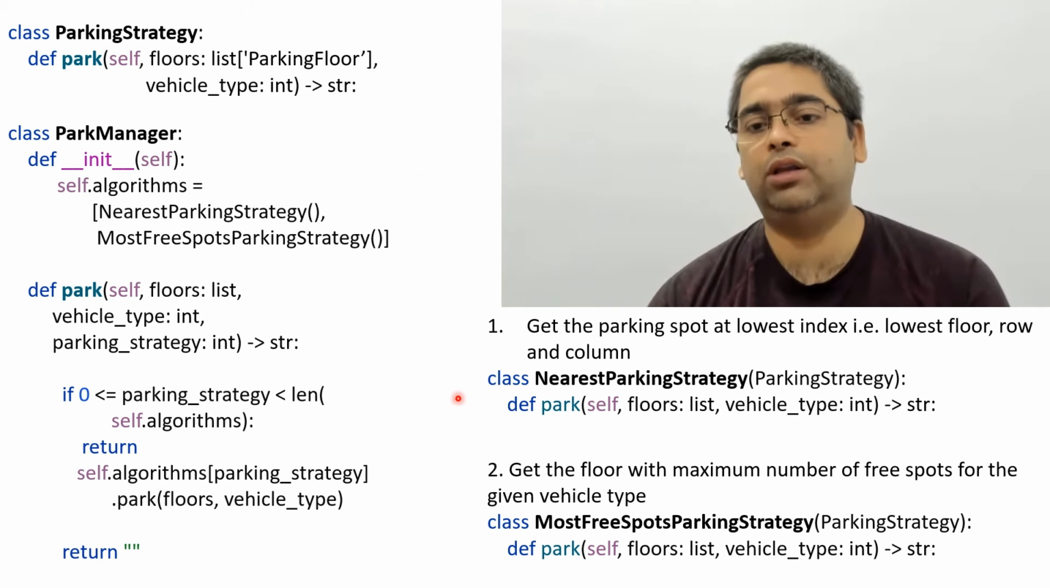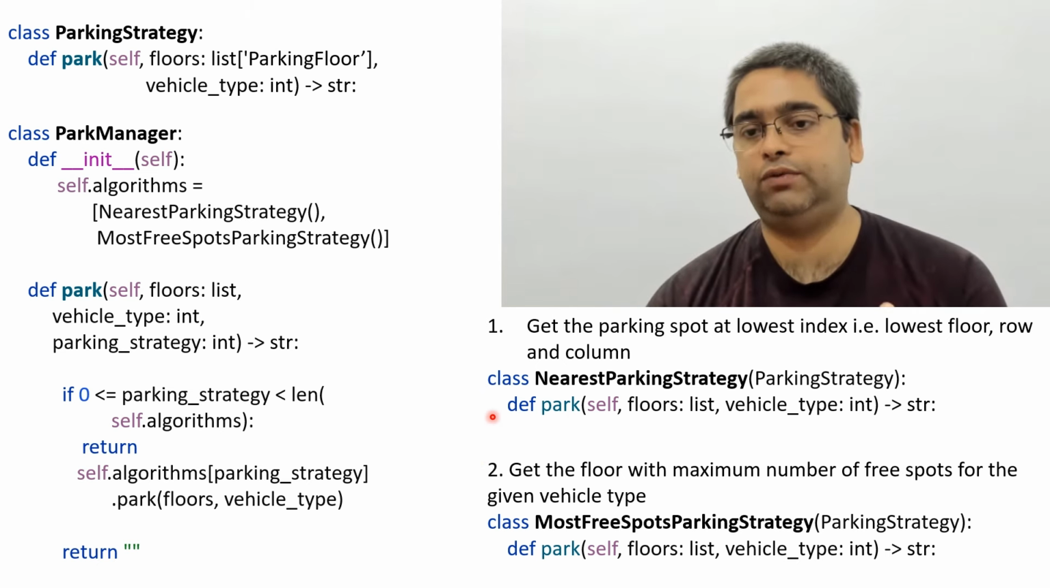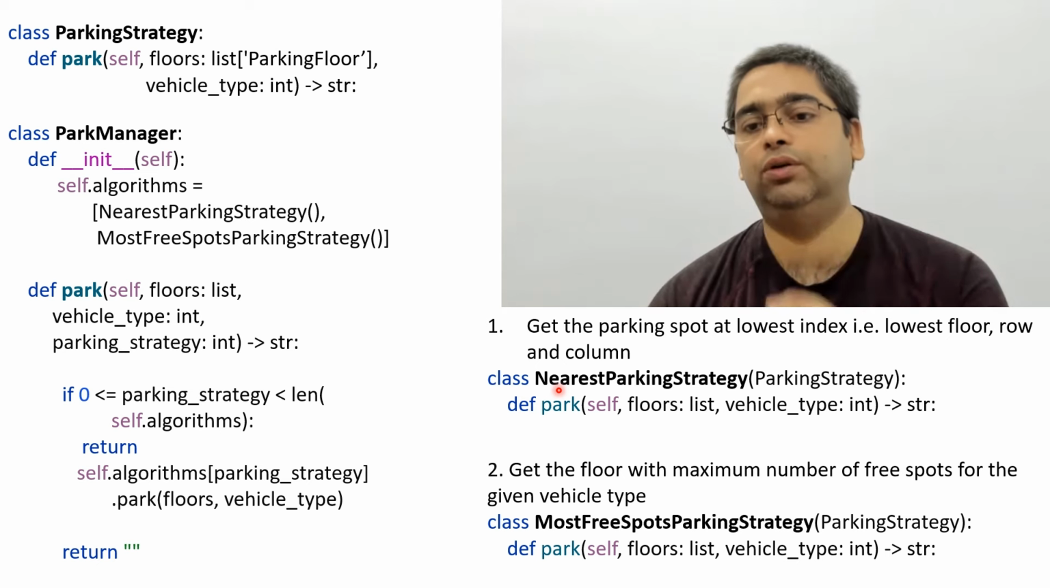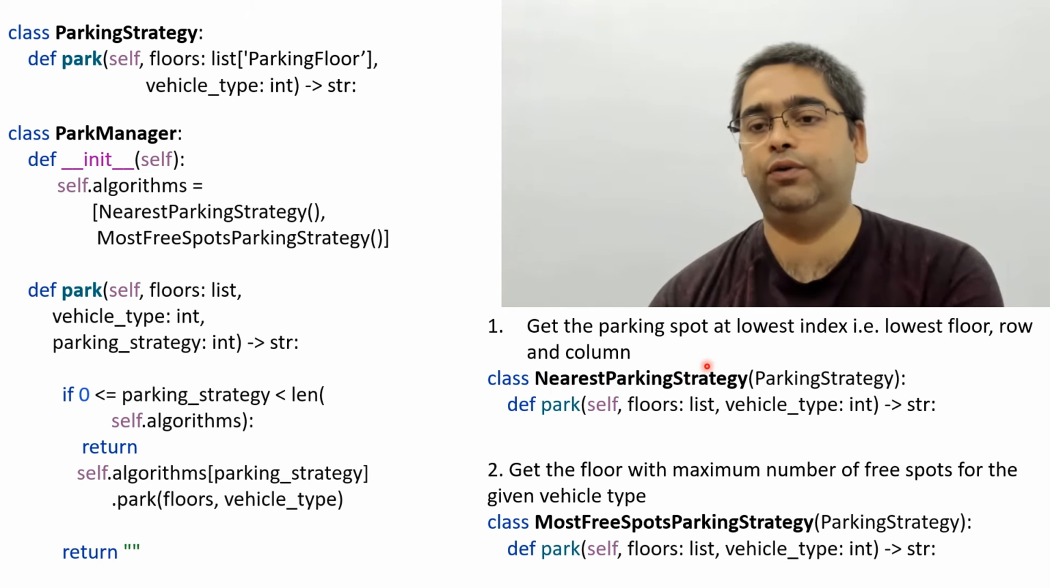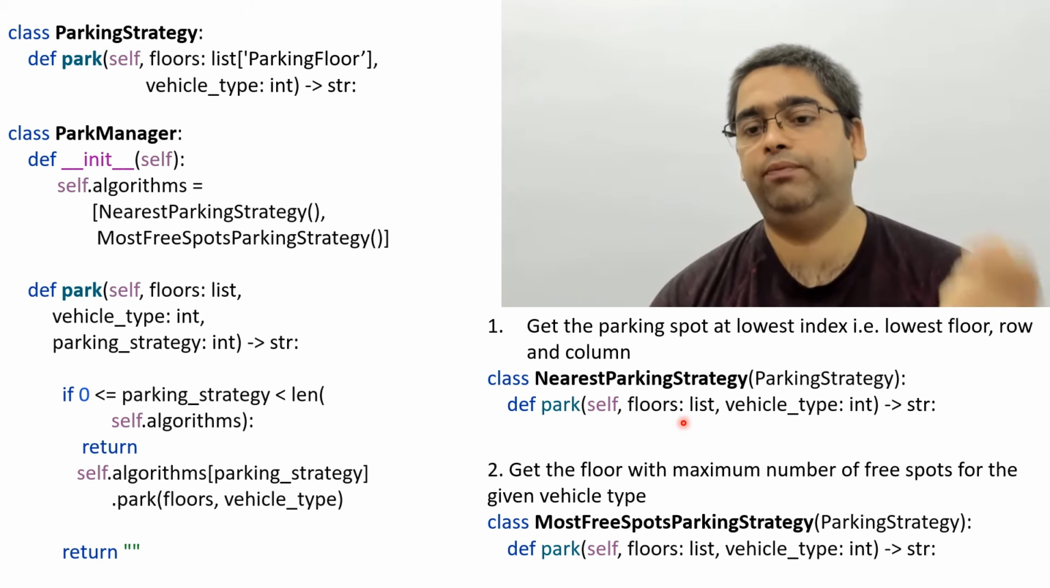We have two algorithms as of now. The first one is find parking strategy equal to 0, which finds the lowest floor, row, and column. What it does is simply go through all the floors and try to park there. If it gets a suitable spot, it simply returns the spot ID.